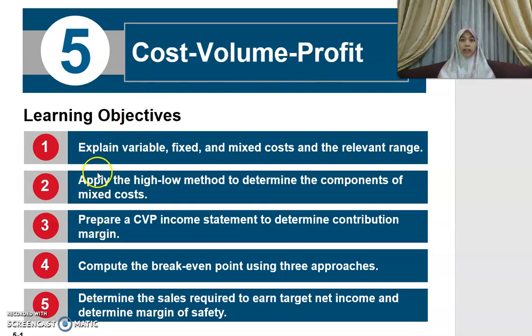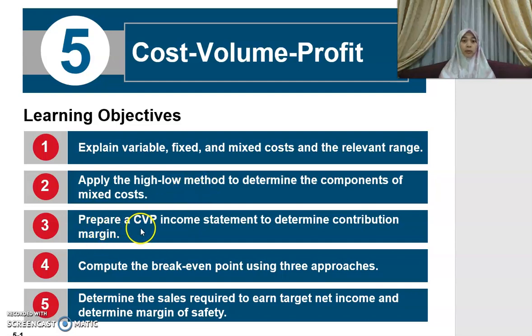Okay, at the end of the chapter you should be able to explain variable cost, fixed cost and mixed cost, and what is meant by the relevant range. Next, you need to be able to apply the high-low method to determine the components of your mixed cost. So if you have a mixed cost, how are you going to split that into your variable portion and fixed portion? The technique that is being used is known as the high-low method.